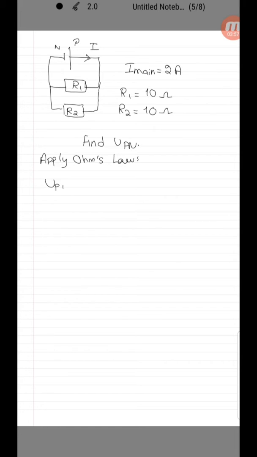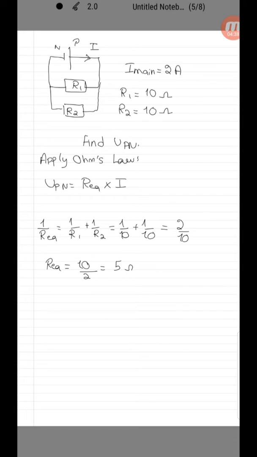So UPN is equal to R equivalent times the main current, where I is the main current. Now I need to find R equivalent. R1 and R2 are connected in parallel, so 1 over R equivalent equals 1 over R1 plus 1 over R2, equals 1 over 10 plus 1 over 10, equals 2 over 10. So R equivalent is equal to 10 over 2, which is 5 ohms.